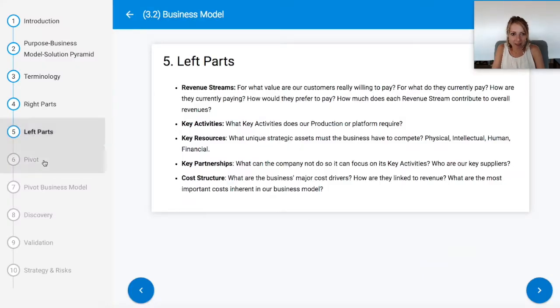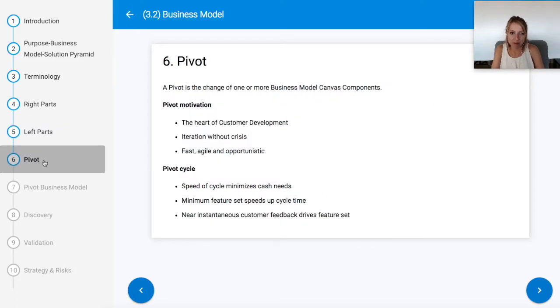And if we continue with the slides, once I have explained how the business model works, we are going to talk about pivot. Pivot is the change of one or more business model canvas components. What can motivate us to pivot over one component or more than one? The heart of customer development: iteration without crisis, fast, agile, and opportunistic. Those could be the reasons that make us pivot. Pivot is to change something.